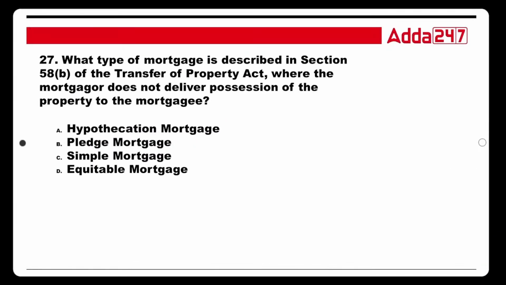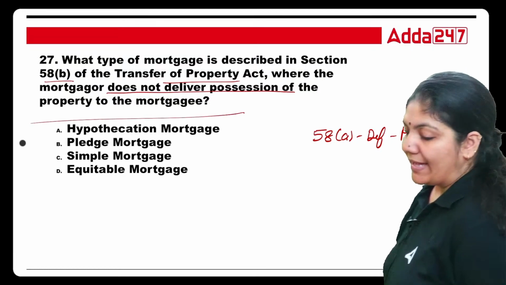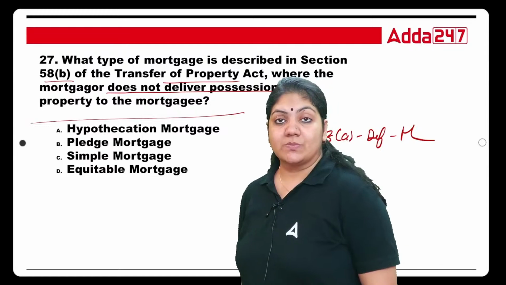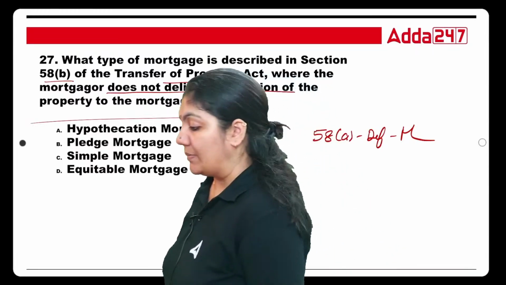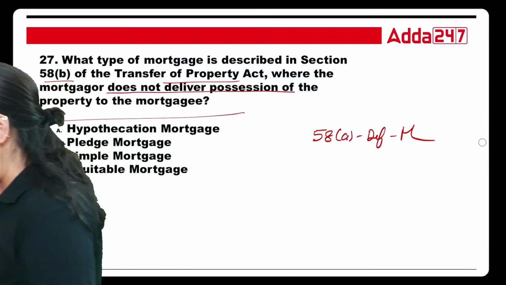Okay, now, what type of mortgage? This is a very important part, class. Section 58 clause A defines the definition of mortgage. Under section 58 clause B of the TP Act, where the mortgagor does not deliver the possession of property, what is it called? It is a hypothecation mortgage, pledged mortgage, simple mortgage, or equitable mortgage. Tell me the right answer for this question.